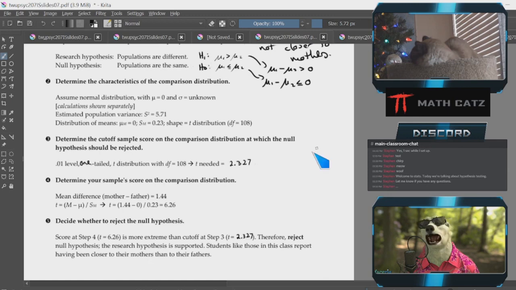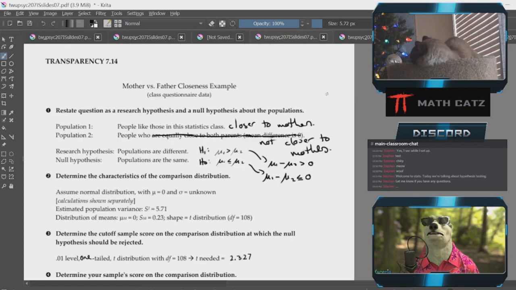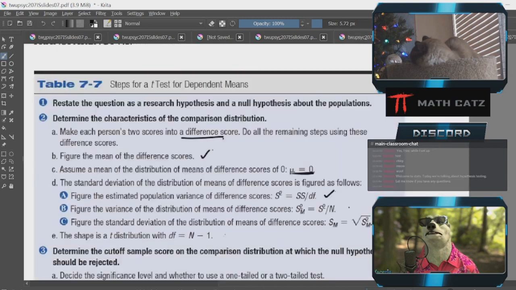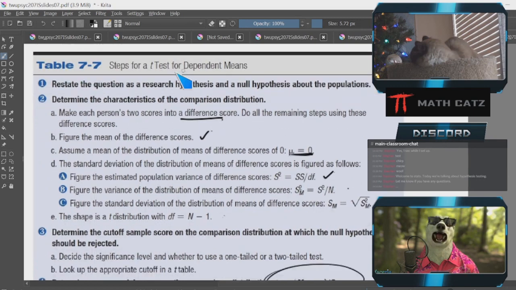Okay, so everything is very much the same, except if we have a before-after situation, or we have two sets of scores in our sample coming from the same people. We call that a t-test for dependent means. Dependent means the mother-father scores depend on each other. They're connected to each other.